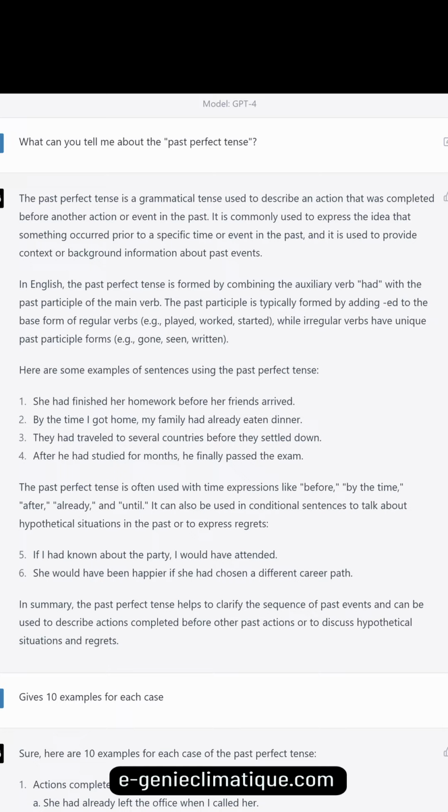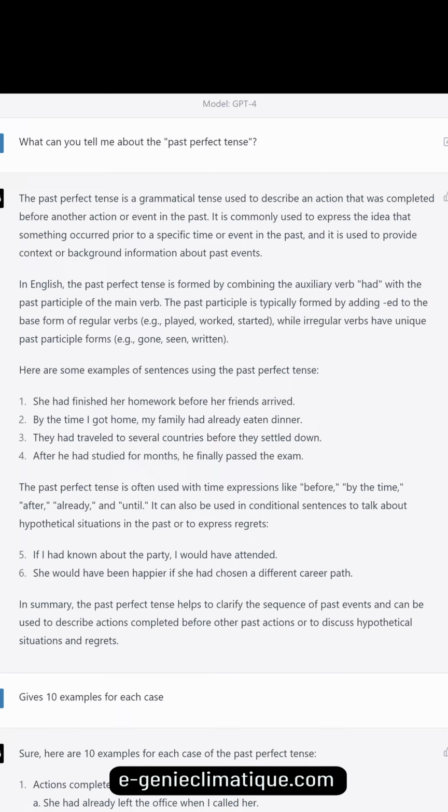In English, the past perfect tense is formed by combining the auxiliary verb "had" with the past participle of the main verb. The past participle is typically formed by adding "-ed" to the base form of regular verbs, e.g., played, worked, started, while irregular verbs have unique past participle forms, e.g., gone, seen, written.